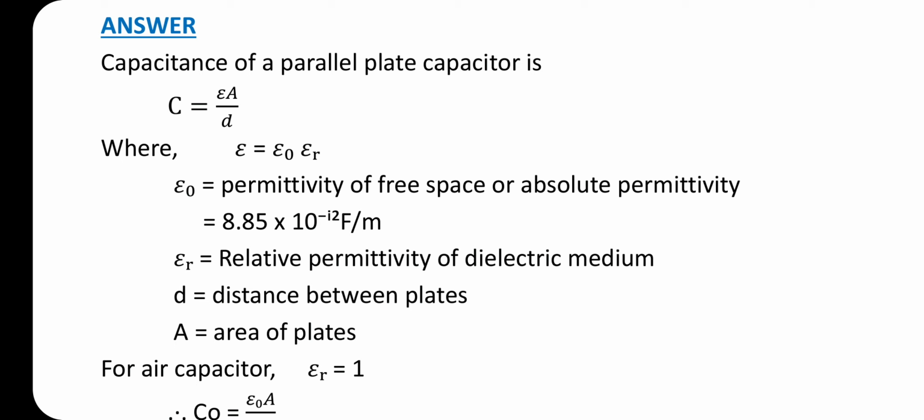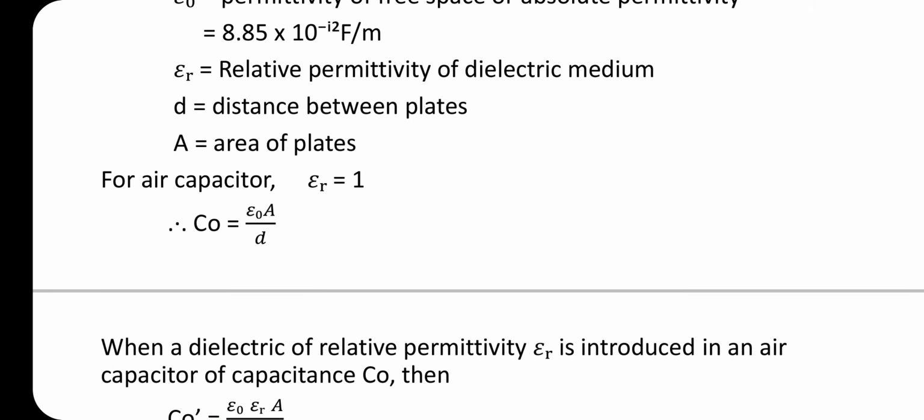into epsilon R, where epsilon naught is the permittivity of free space or absolute permittivity, which is equal to 8.85 into 10 raised to minus 12 farad per meter. Epsilon R is the relative permittivity of the dielectric medium. D is the distance between plates. A is the area of plates. For an air capacitor, epsilon R equal to 1. Therefore, C0 equal to epsilon naught into A divided by D.